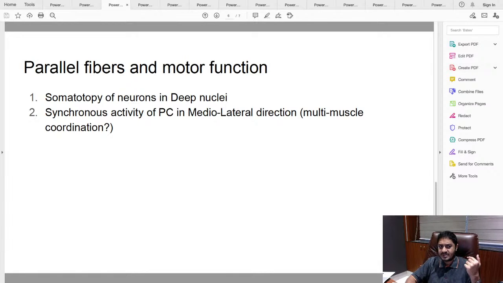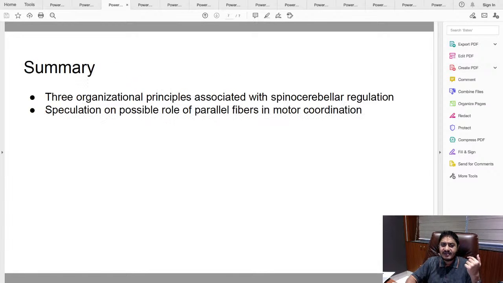So probably this is the kind of thing that parallel fibers do. Because parallel fibers innervate many of these Purkinje cells, it's possible that parallel fibers may be the ones that let the Purkinje cells learn this multi-muscle coordination. This is once again a very intense speculation. We do not know.